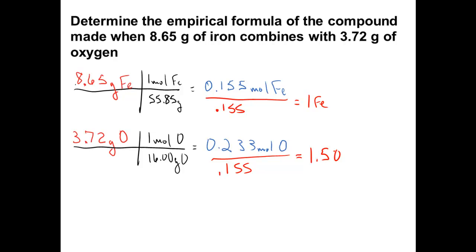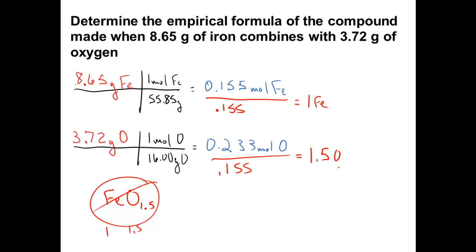Well, here we have a ratio of 1 to 1.5. Now, we can't really write a formula FeO1.5. That does not make sense. We cannot write a formula like that. We have to have whole number ratios. Well, but we don't want to change this ratio of 1 to 1.5. We can't just simply say, well, it must be 1 to 2. Can't do that. Here's what we do.